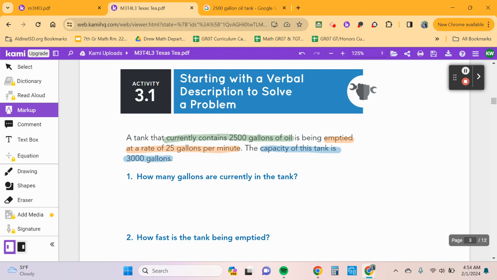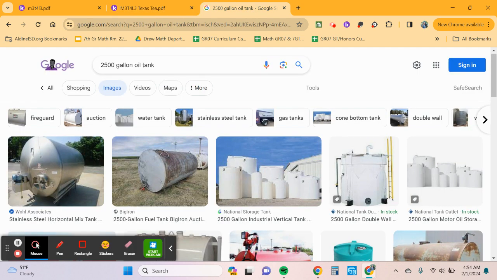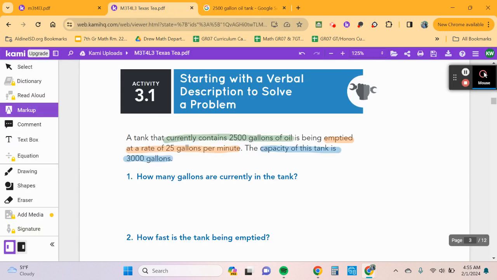To bring this picture to life, I'm going to show you really quickly what a 2,500 gallon oil tank looks like. It looks like this, okay? So we can't copy and paste this picture onto our workbook, but we can draw it. So that's what we're going to do here.